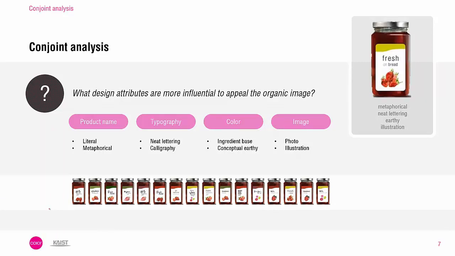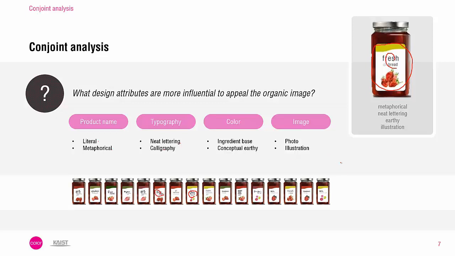In designing a food package, you can consider different design attributes. This was a part of Baek Mong-myeon's master thesis, and she found out that product name, typography, color, and image are the most important attributes for designing a label of a food package. And under each attribute, she categorized the label. Under product name, it could be either literal or metaphorical, and under typography, they could be neat lettering like this, or calligraphy like this or this, and so on.